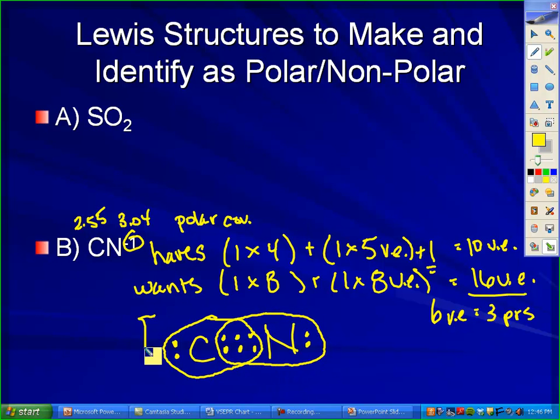Now for a polyatomic ion or a radical, something that has an additional or a deficit of an electron that it would normally have, we put that in brackets and put the charge on the outside.